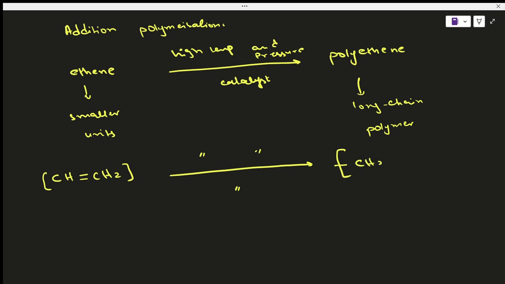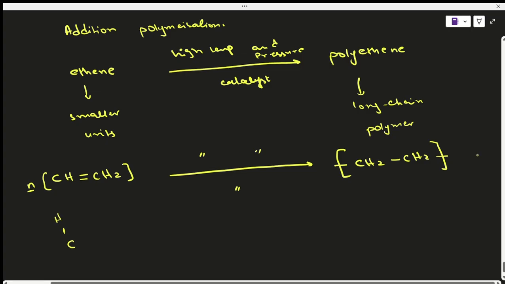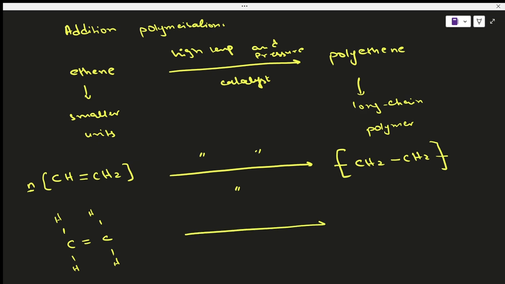CH2 single bonded to a CH2, and don't worry, I'm going to explain this. You can place an n. This n here means that there are a lot of ethene molecules present. Now, let's say you've got this: an H and an H, double bonded to a C and an H. This is an ethene molecule. We place them under high temperature and pressure and under a catalyst.